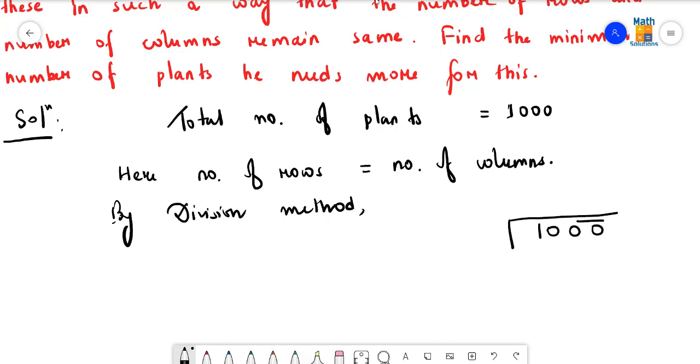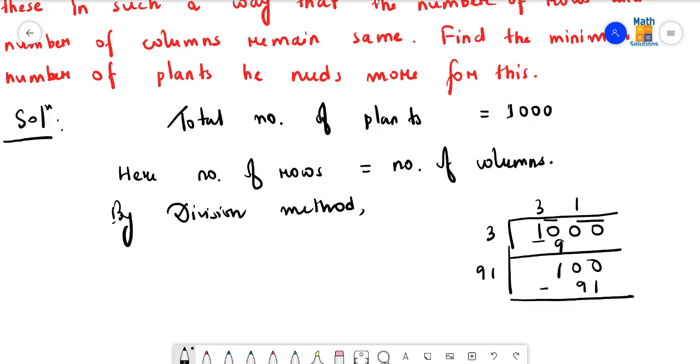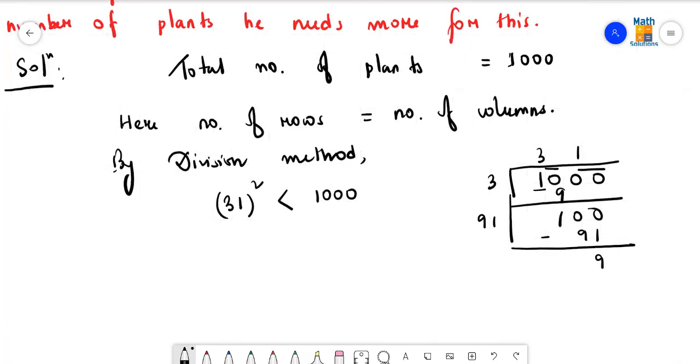1 0 0 0, let's do pairing. 3 3 is 9 here, so 1 0 0, let's make it double 9. Of course I have to put here 1. So 91, the remainder will come as 9. By this method, what we get, 31 square is of course less than 1000. Yes or no? So the next square number actually lies in between 31 square and 32 square.